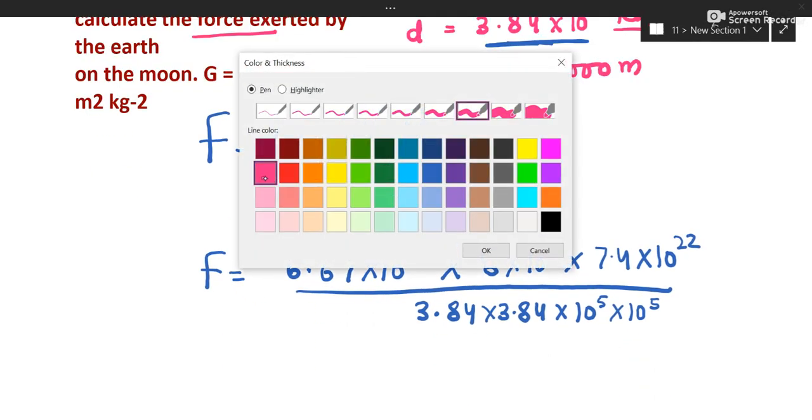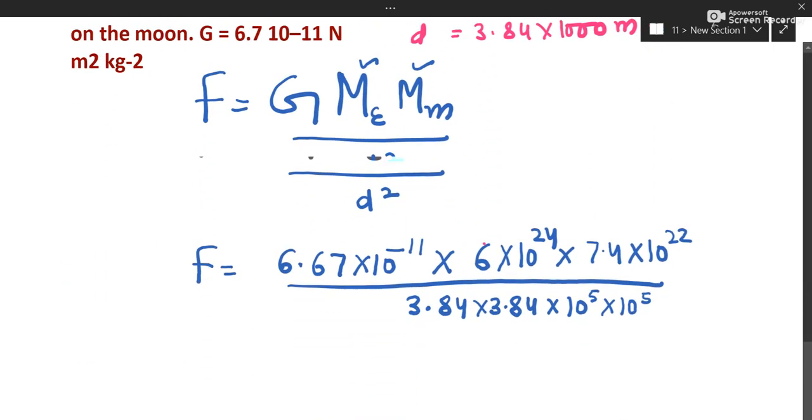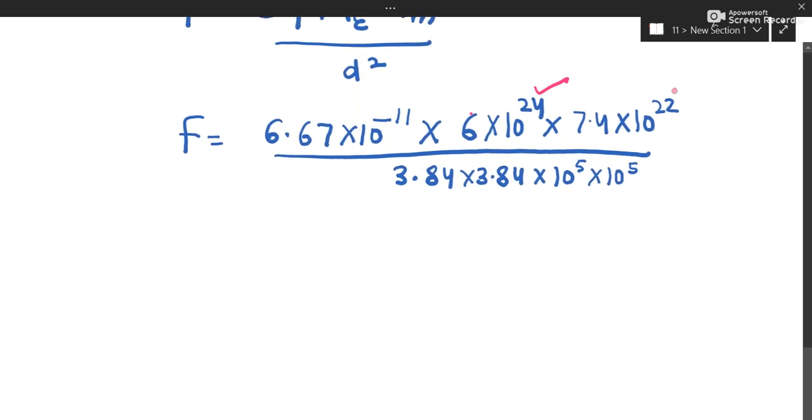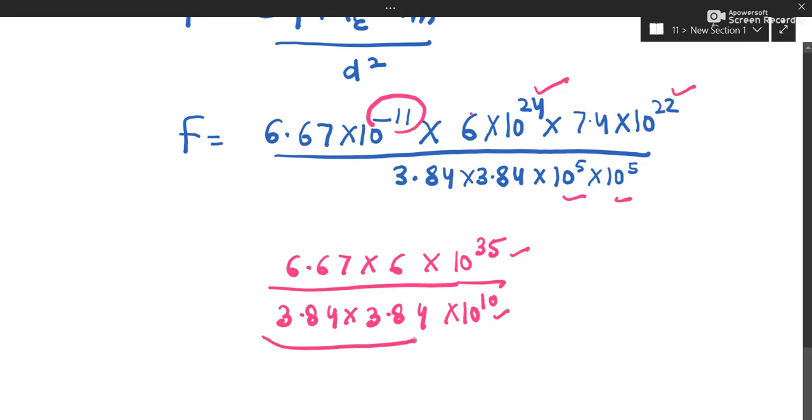Let us check the value of mass of Earth once more. Yes, it is 6 into 10 to the power 24. Now 24 and 22 make 46, and 46 minus 11 is 35. The rest of the quantities you will multiply; I am just dealing with powers of 10. So it is 10 to the power 35 and this is 10 to the power 10. When it goes up, it will be subtracted. So 10 to the power 25 will be left and this portion you can divide and check. So Newton will be the unit of the answer.